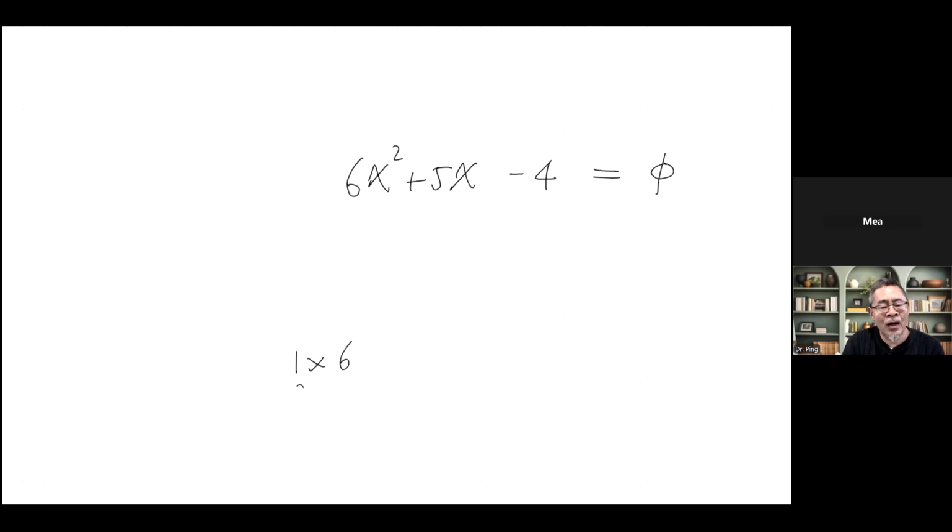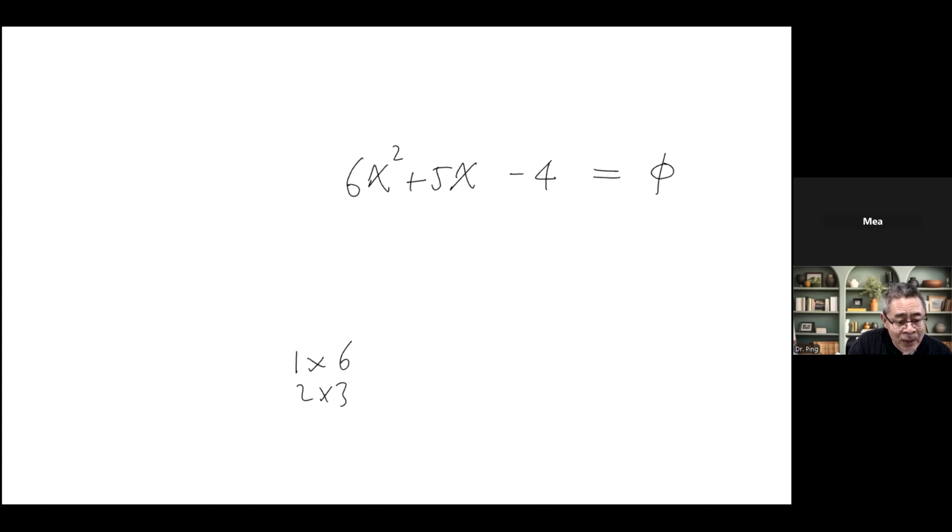In this case, we're going to be looking at 6x squared plus 5x minus 4 equal to 0. So again, we need to try it out on the 6. 6 could be 1 times 6 or 2 times 3. Okay, we don't know which one yet. We just try them out.